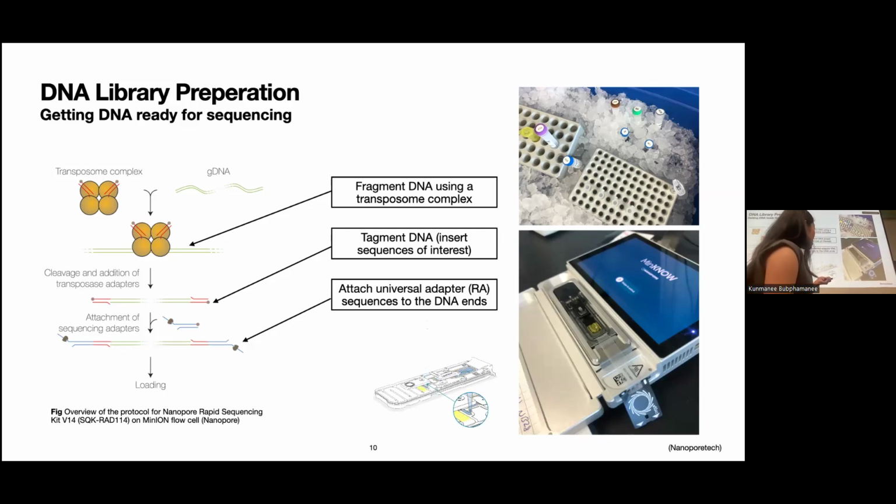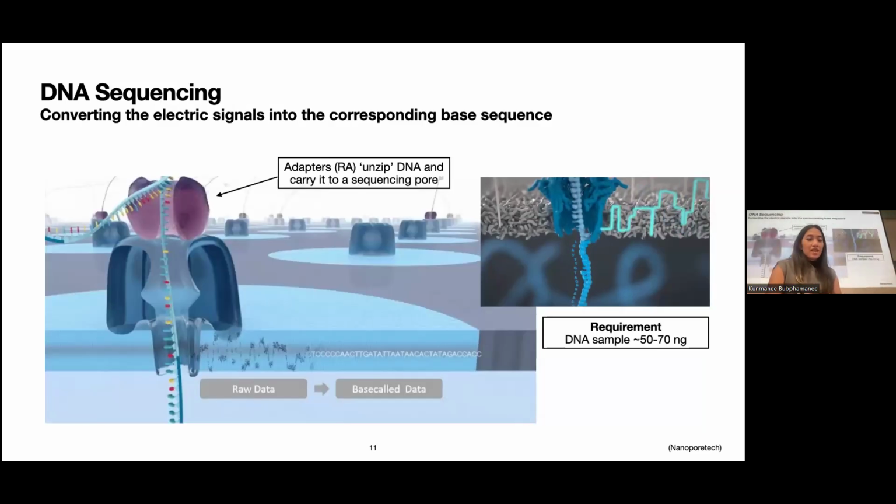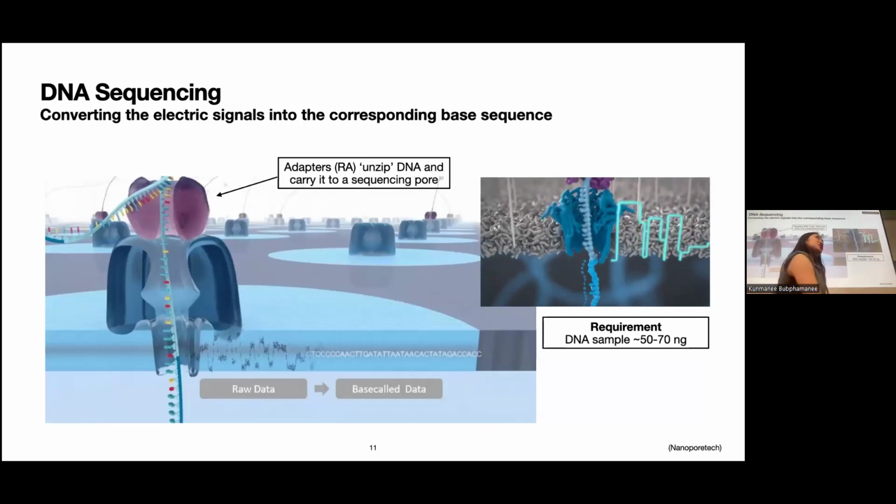So we use Nanopore MinION, and it has MinION software. This device is about the size of my palm, very portable, very powerful, and it takes about 24 hours to do the sequencing for one single culture. Yeah. So next step is, how does this machine work?